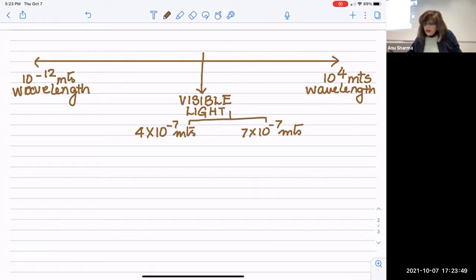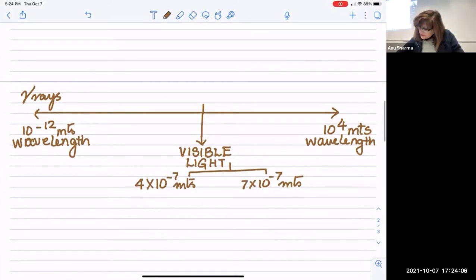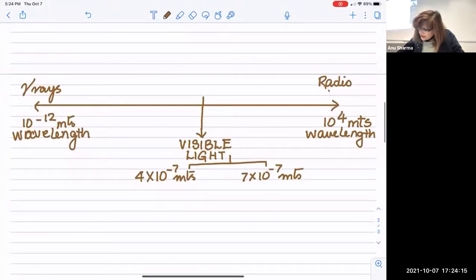Okay, now let's just look at a little bit here. 10 to the power 12. Which one is this? These are the gamma radiations, the dangerous ones, the very high energy radiations. These can kill people. And then we have the radio waves. We listen to radios and nobody gets harmed or hurt by the radio waves. But radio waves have a very long wavelength. Gamma radiations have a very small wavelength.